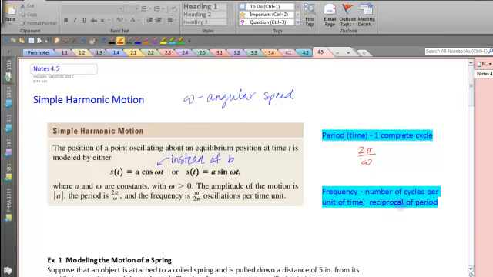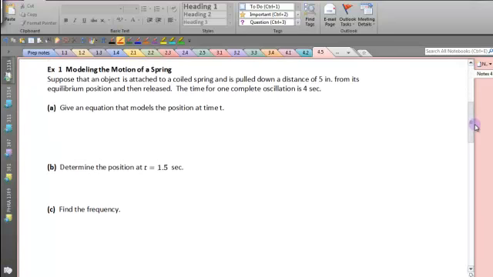And the frequency is the number of cycles per unit of time. The frequency would be the oscillations per unit time, or the number of cycles, and is basically just the reciprocal of the period. So it would be the angular speed over 2 pi. All right, let's take that information and jump into an example.